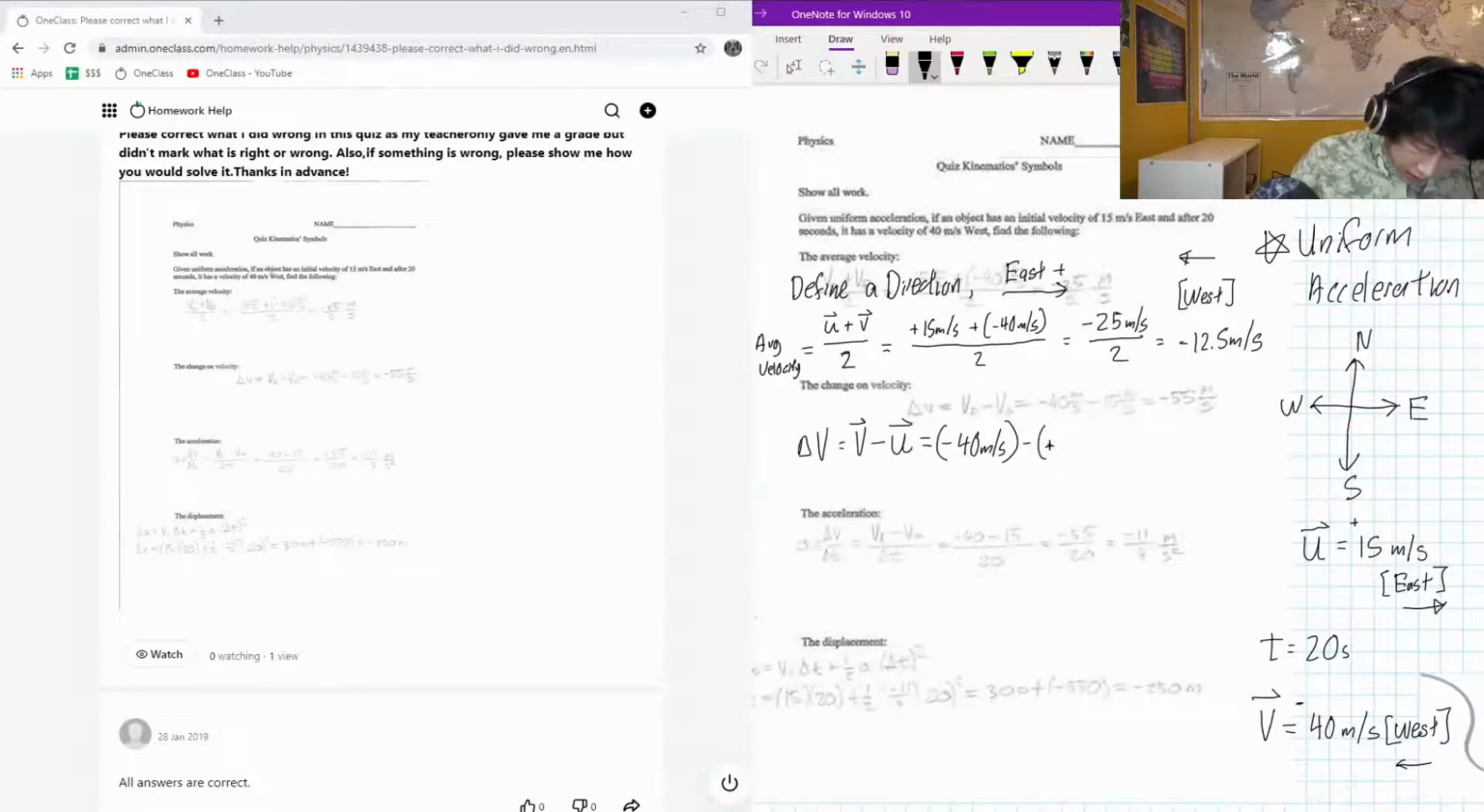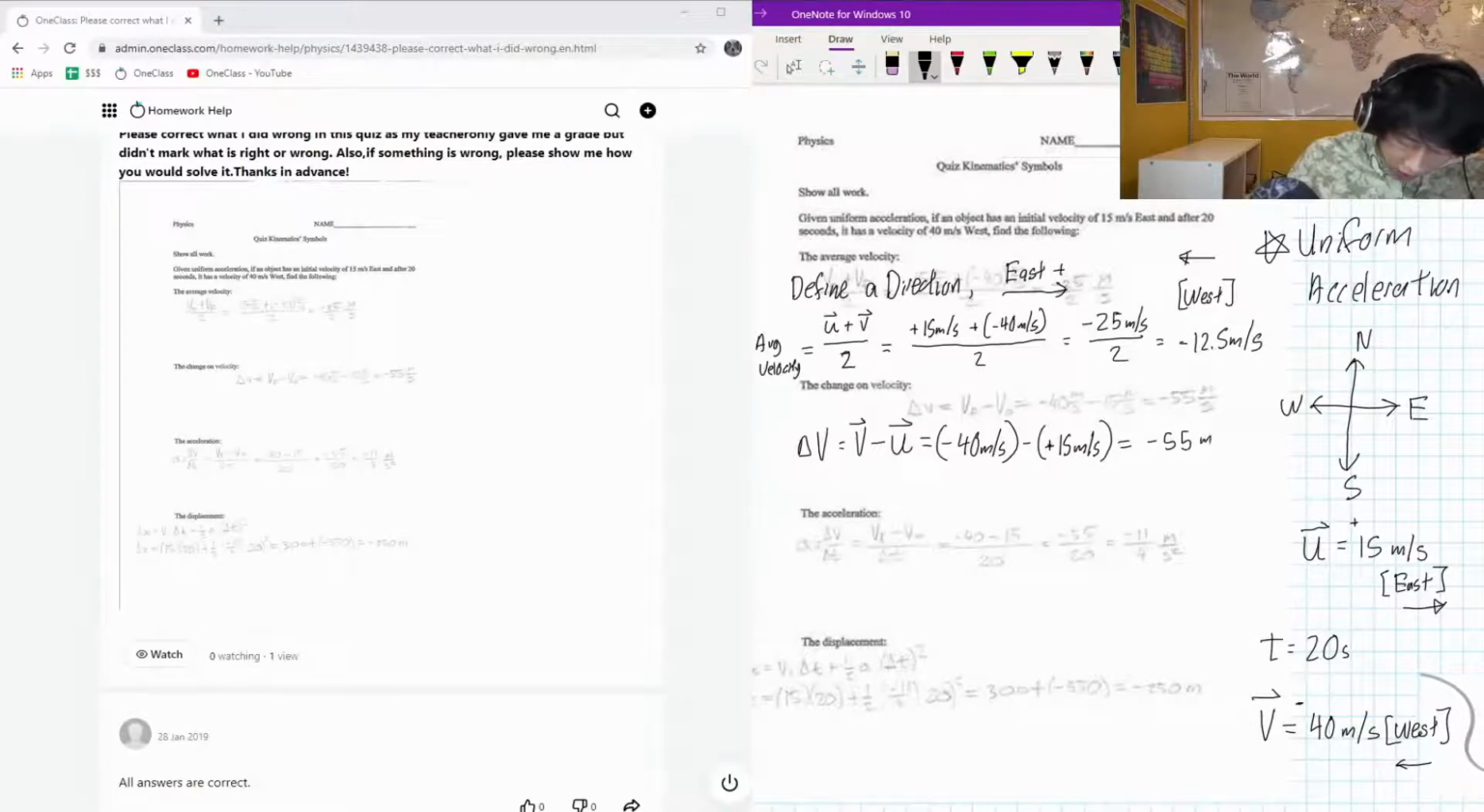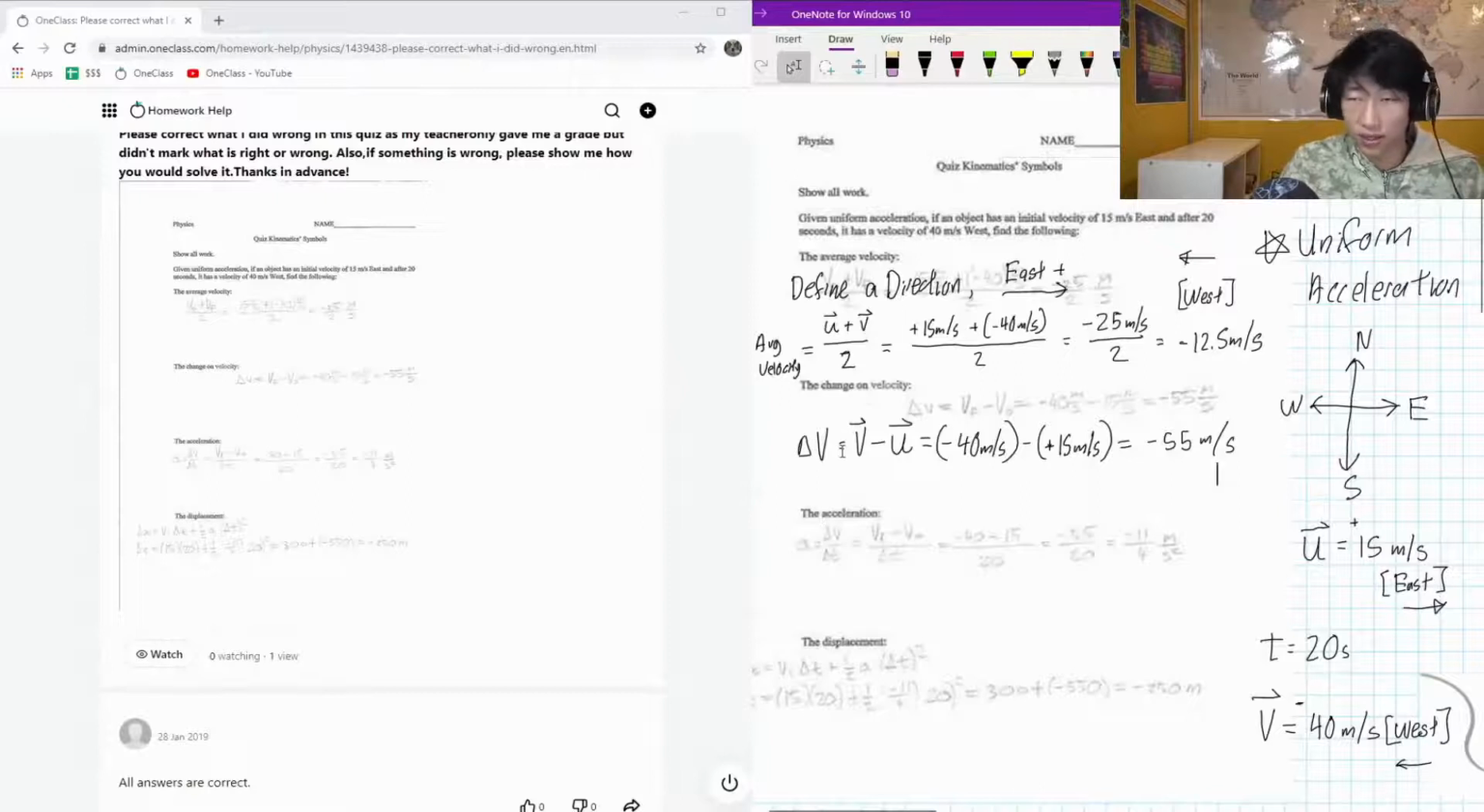Minus 15 meters per second. And, well, compute that math. Negative 40 minus 15 is negative 55 meters per second, which is precisely what you got here. So a big high five on that. Good job. Negative 55 meters per second. Awesome. Cool. Okay, so that addresses the second part of the question.